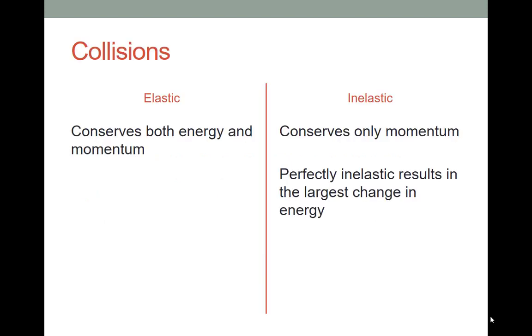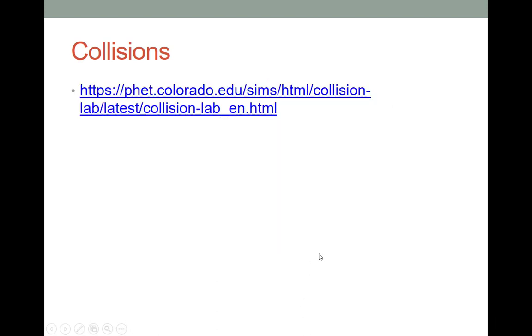So as a reminder, there are two types of collisions. Elastic collisions conserve both energy and momentum, whereas inelastic collisions conserve only momentum. Inelastic collisions can conserve energy, or maybe "conserve" is the bad word there, but some do better at keeping the energy than others. So we're going to begin by looking at a simulation.